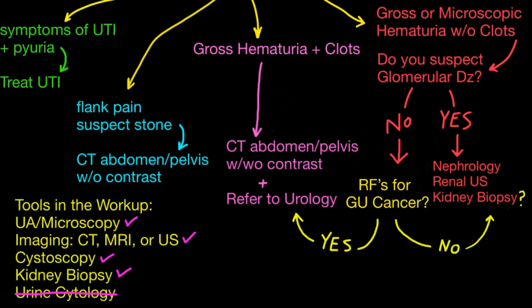But in our setting, we're interested in highly sensitive tests because we want to rule out disease, perhaps. And so urine cytology is not really recommended anymore as a first-line test in the workup for hematuria. So I'm going to cross it out here. It's just not very sensitive. I'll leave that up to you whether you want to use it or not. But these are the key pieces that you're going to use in your workup.